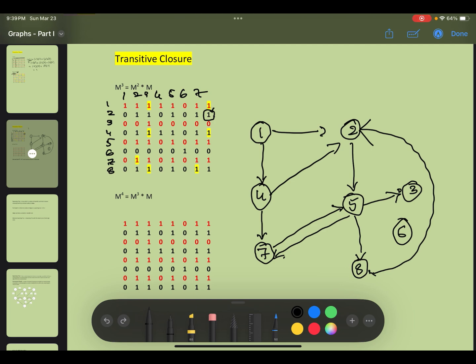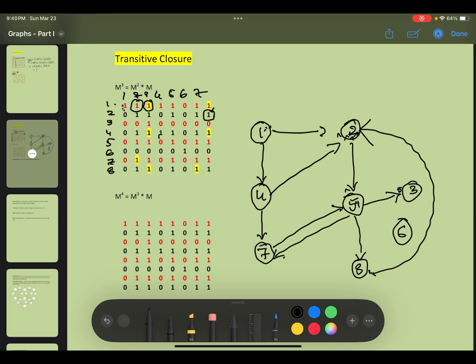Let's cross verify that. Is the vertex 1 reachable from vertex 1? Of course it is. Is the vertex 2 reachable from vertex 1? Of course it is. Is the vertex 3 reachable from 1? Let's see. We can go from 1 to 2, 1 to 5, and from 5 to 3. Of course we can reach vertex 3. Can we reach vertex 4 from 1? Of course we can. Can we go from vertex 1 to vertex 5? Yes, we can. From 1 to 2 and from 2 to 5.